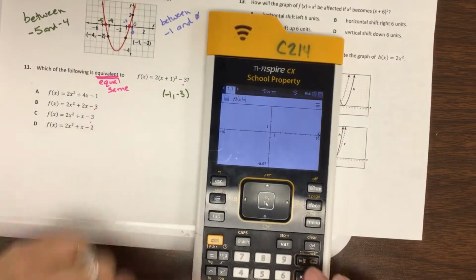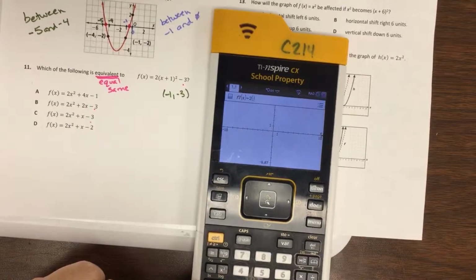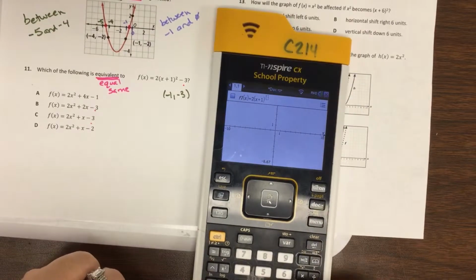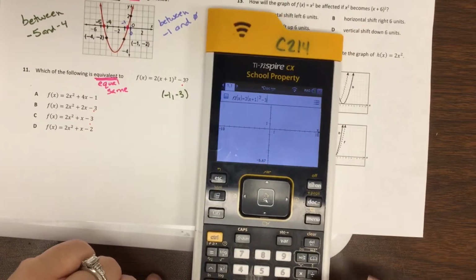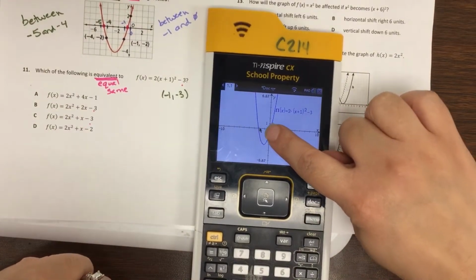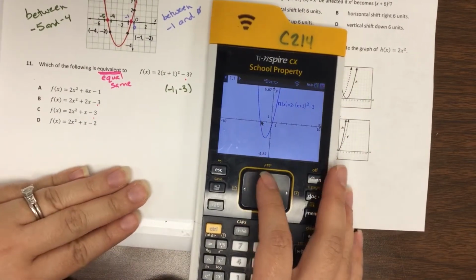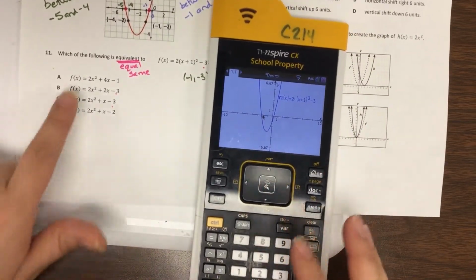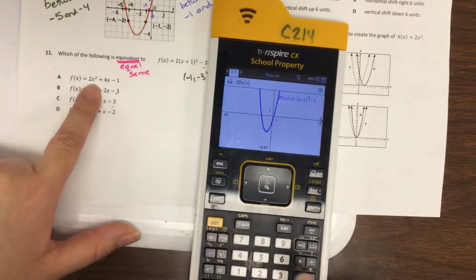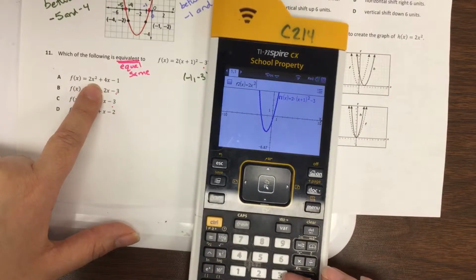Okay, so I'm going to go ahead and type in my equation from the question. And once I have that in, I'm going to look at the parabola. I can see it does have that vertex of -1 and -3. So now I'm going to look at my first answer choice of A. So I'm going to press tab. Remember, we only type what is to the right of the equal sign.